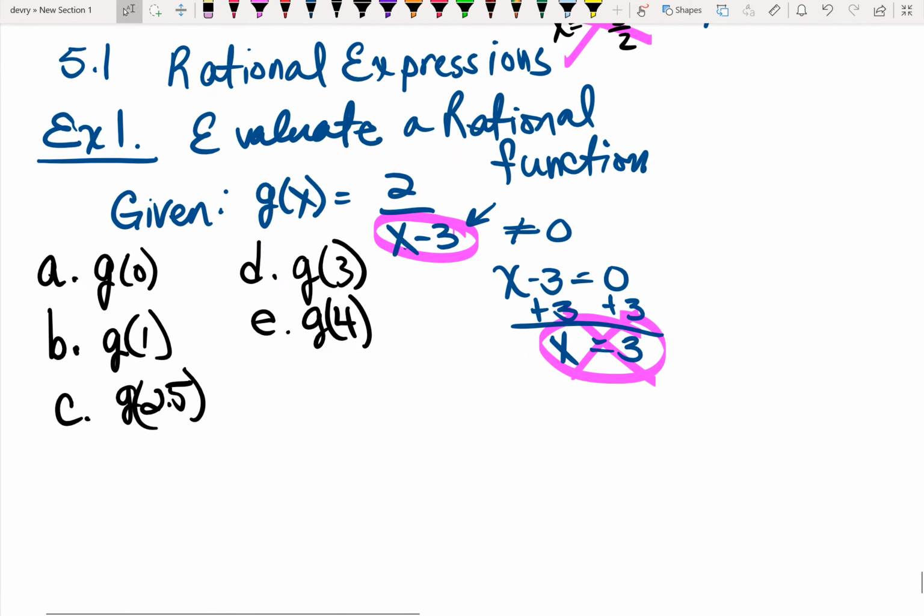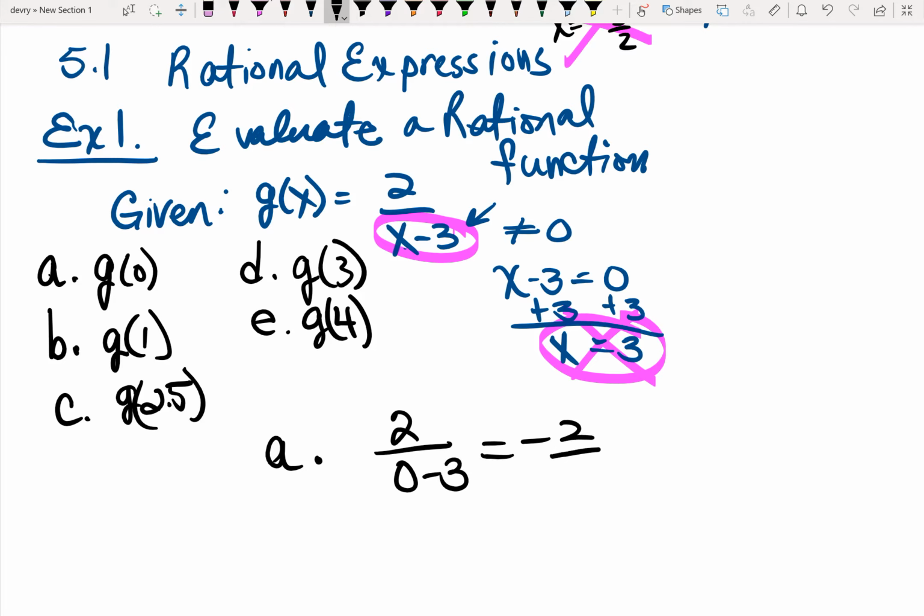So if we look at the rational function here, and we start with part A, you can see that we're going to have 2 over 0 minus 3, which simply results in negative 2/3, and that's okay. In part B, we have 2 over 1 minus 3, because I'm substituting in 1 for x, and if you notice in this case, you end up with 2 over negative 2, which is negative 1.